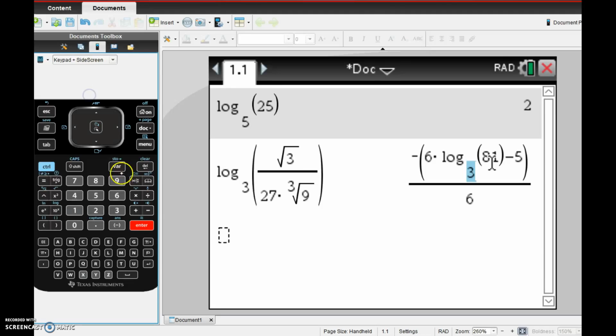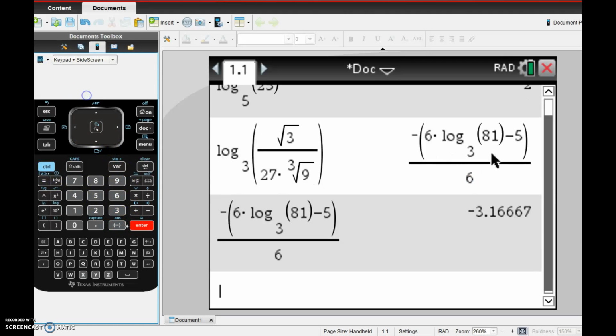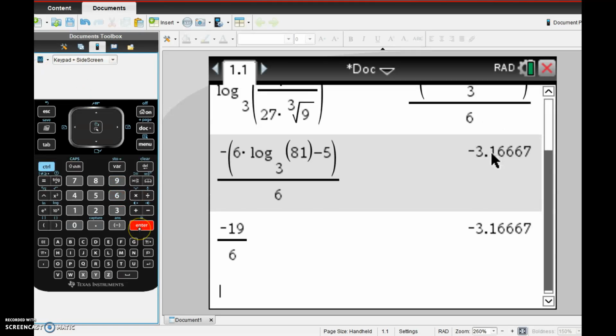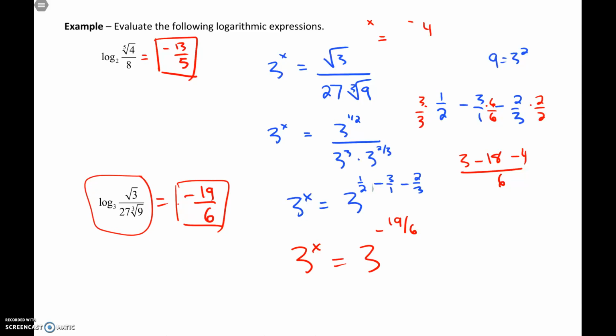If we hit control enter, negative 3.1, I bet you that's negative 19 over 6. Yeah. We can do more than the calculator. Boom.